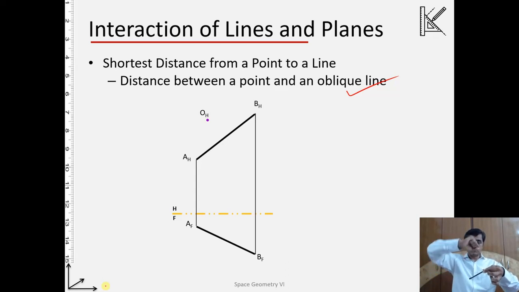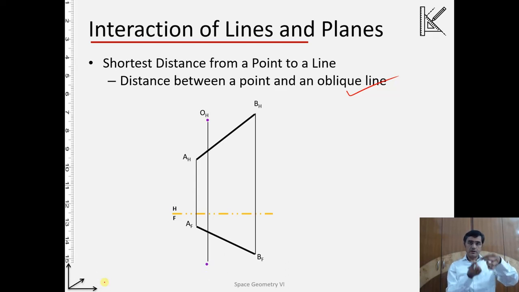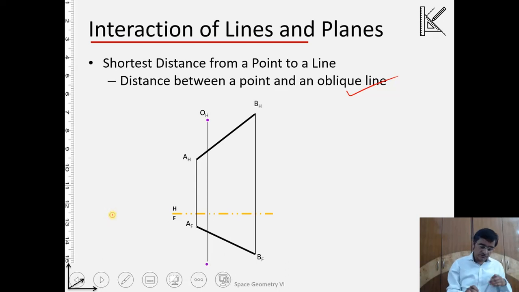So that is how the projection will be, and this is how the case is. And then point O is somewhere here like this. So point O is somewhere here. Okay, the point O is somewhere here. Now let us solve it.